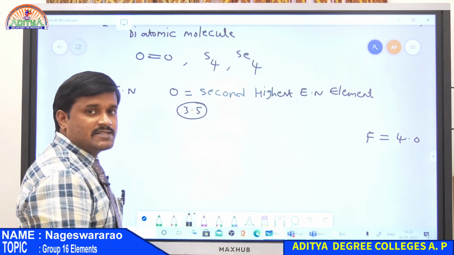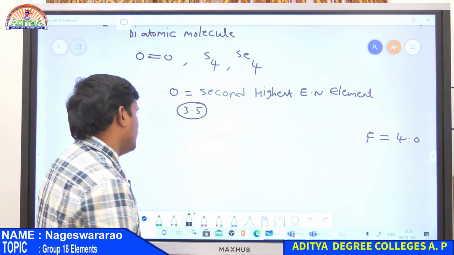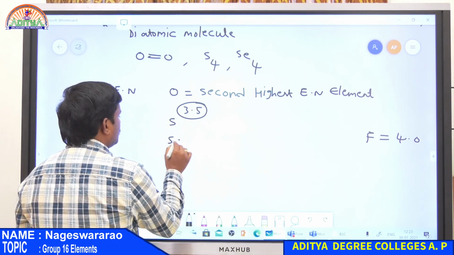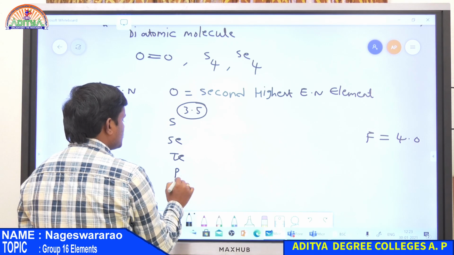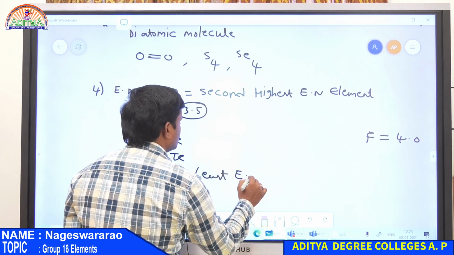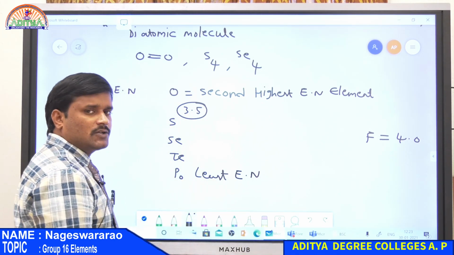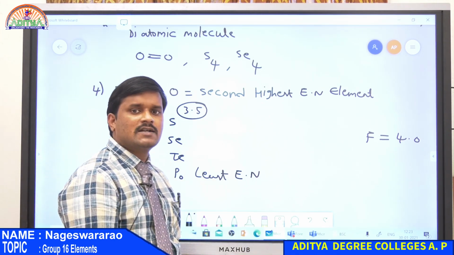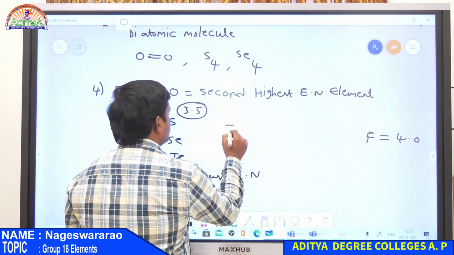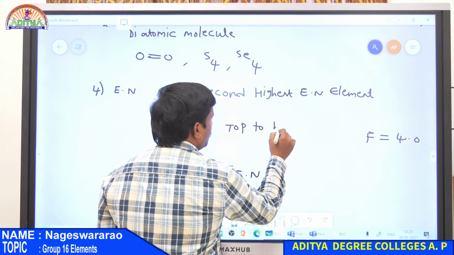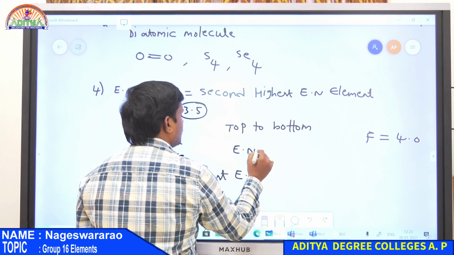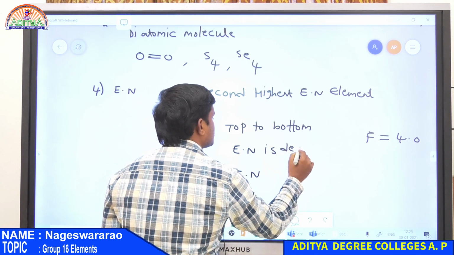So oxygen nearly 3.5 its electronegativity. So this is the second highest electronegative element, and also electronegativity decreases from top to bottom. So polonium is the least electronegative element in this group. Therefore, electronegativity of elements from oxygen to polonium decreases from top to bottom.